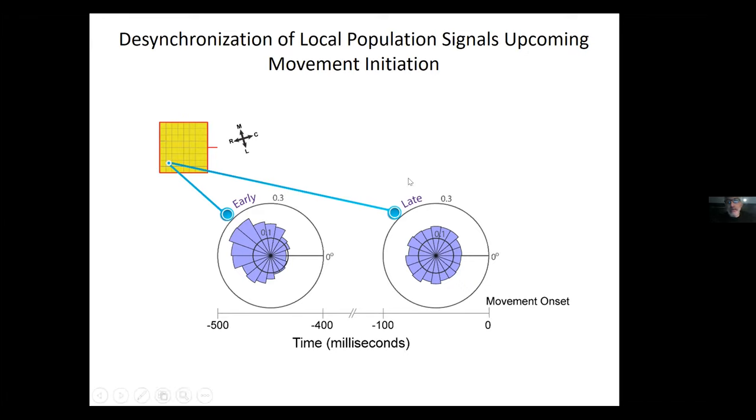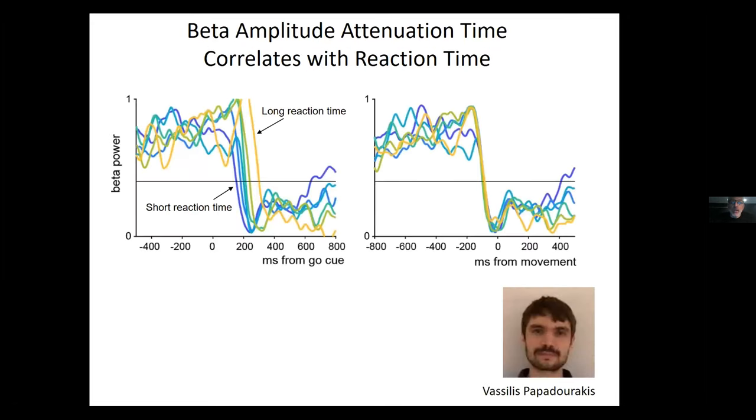On the other hand, later on, right before movement onset, when the beta oscillations attenuate, you don't see that phase preference. Now, the other thing is that this attenuation phenomenon seems to correlate with reaction time.